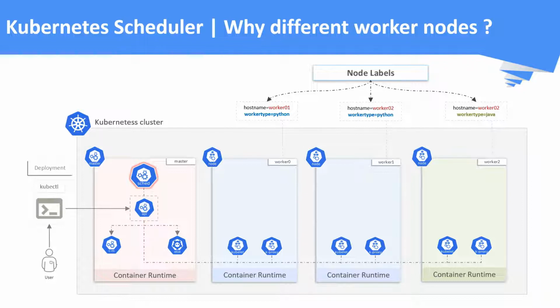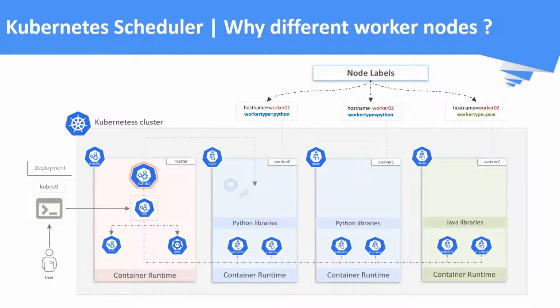Let us take an example. As you all know, every worker node in the Kubernetes cluster has a container runtime installed to it. Along with it, the administrator will also install certain packages and libraries to it so that the containers running on top of it will be using those packages and libraries. In this example, worker node 0 and worker node 1 have Python libraries installed, whereas worker node 2 has Java libraries installed.